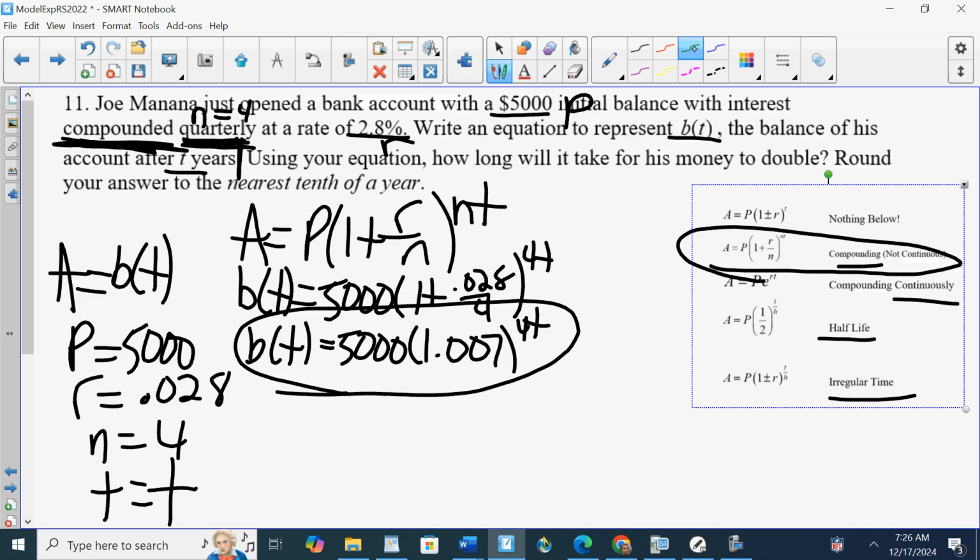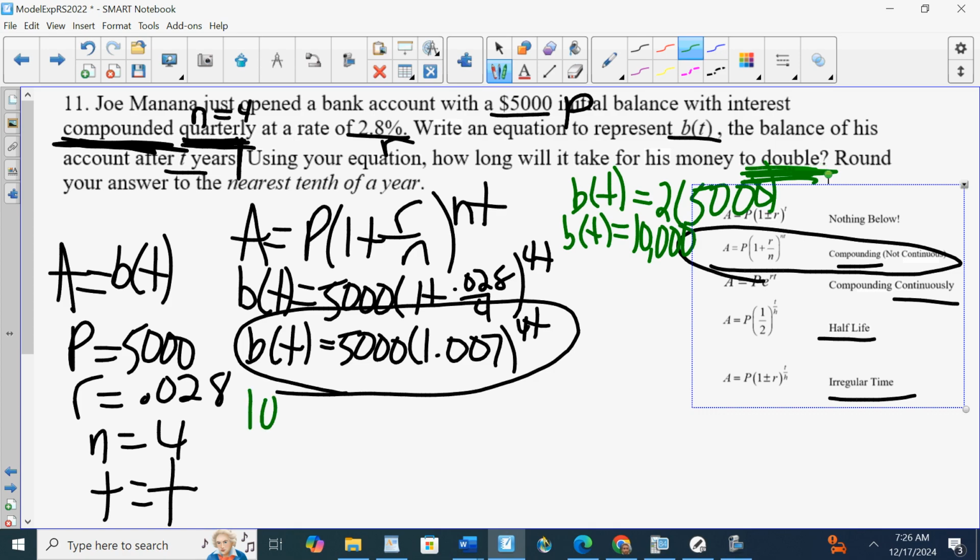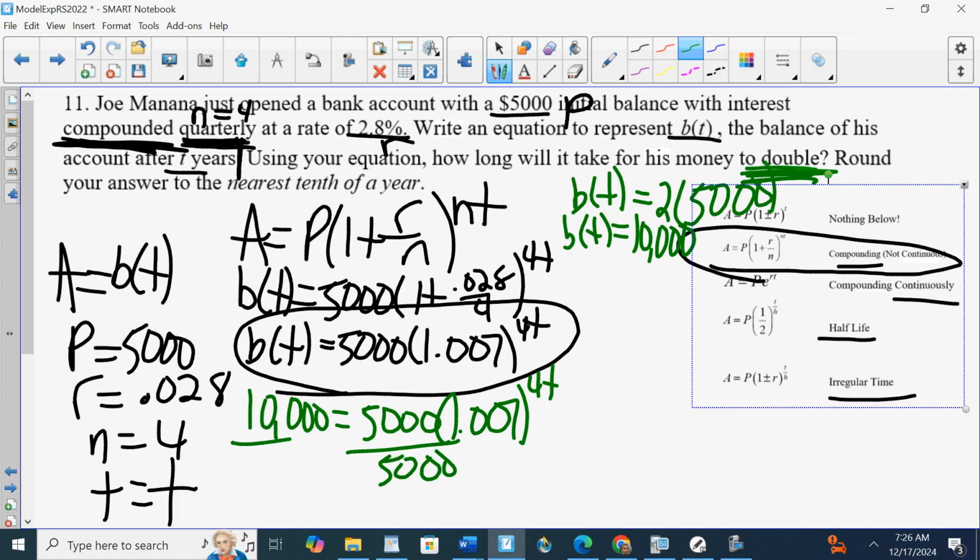Now, using your equation, how long will it take for his money to double? And you're definitely responsible for this whole doubling, tripling thing. If his money is doubling, that means that his balance, B of T, will be 2 times the initial amount, which was 5,000, which means B of T is 10,000. If it's doubling, you're multiplying the initial by 2. If it's tripling, you're multiplying the original by 3. So I'm going to replace B of T with 10,000 equals 5,000, 1.007 to the 4t. And now I'm going to solve the equation.